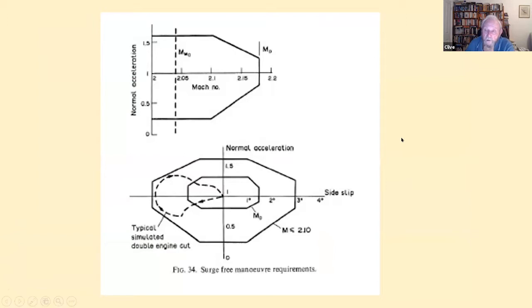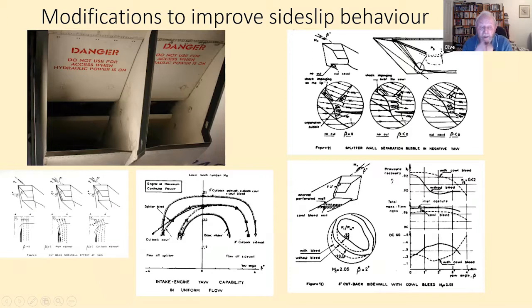The other thing we had to do, when we spent a lot of time on it, was making sure that the intake could actually cope with side slip conditions. We had, I think it was from simulator testing, some idea as to what the sort of side slip and normal acceleration we'd have to contend with in the case of an engine failure. So we had some target conditions, if you like. Actually, sorting out the side slip turned out to be quite difficult in the end.